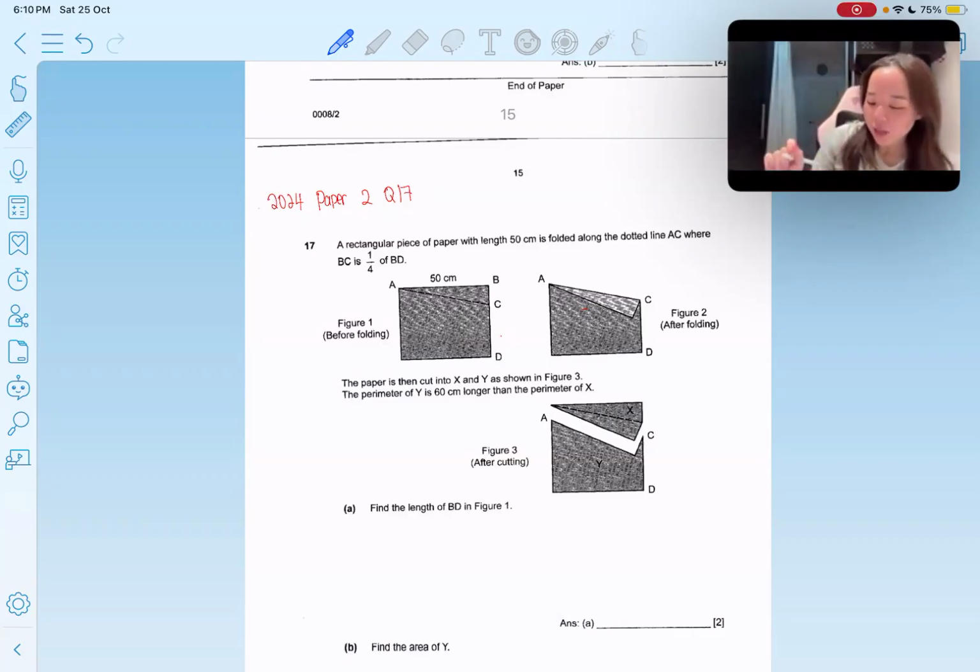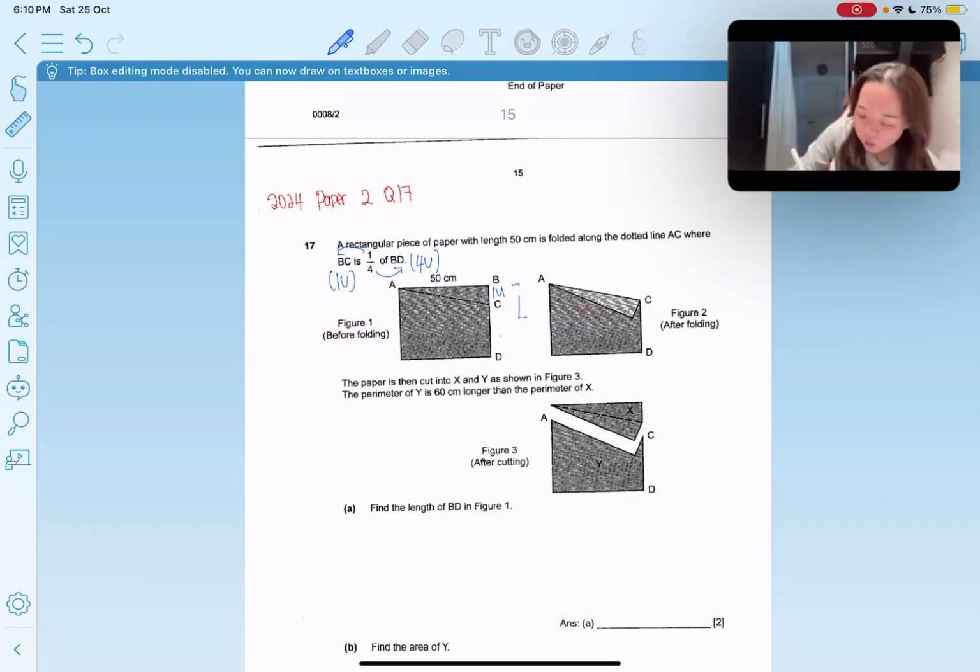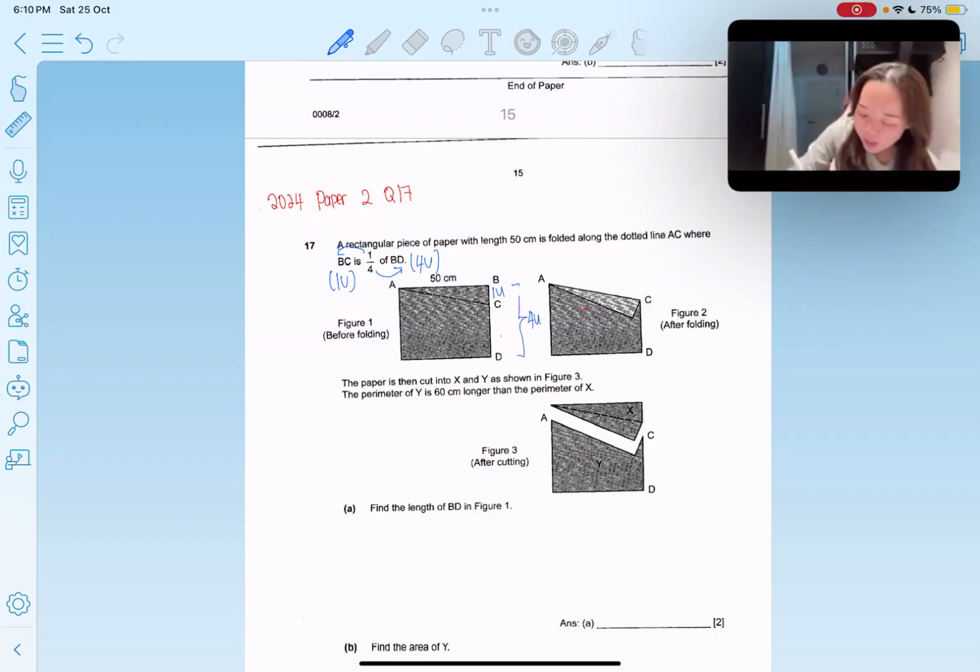A rectangular piece of paper with length 50 cm is folded along the dotted line AC, where BC is 1/4 of BD. So when you see such a question, you know that your BC is 1 unit and your BD is 4 units. Write this down first, and then remember to follow up by writing it in your diagram so that you can see it clearer. So BC is 1 unit. If I know that the whole of BD is 4 units, then I know that CD is definitely 3 units. So from here to here is also 4 units.